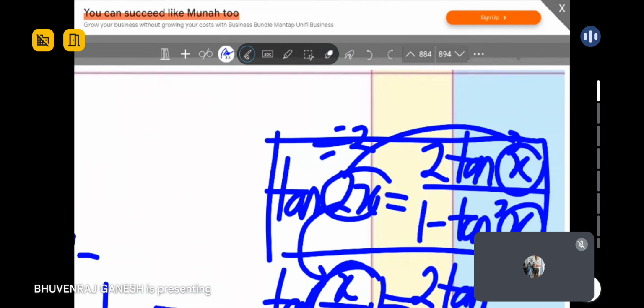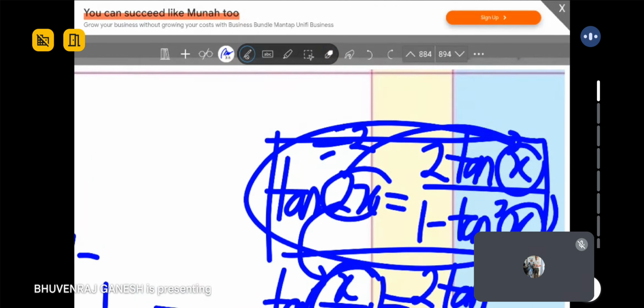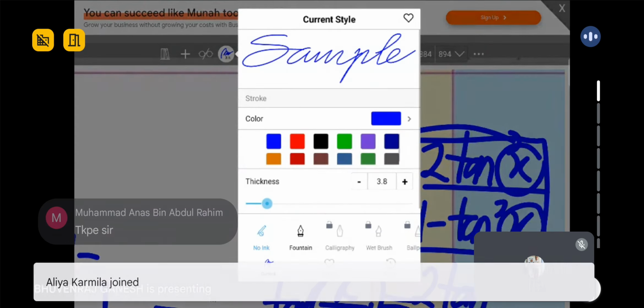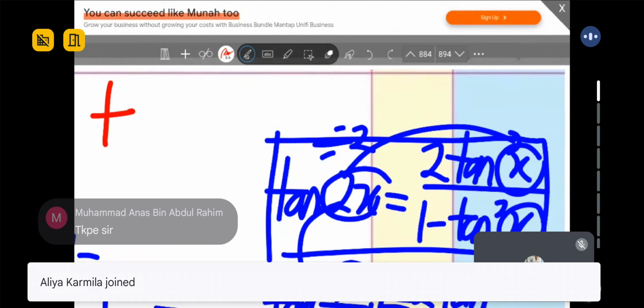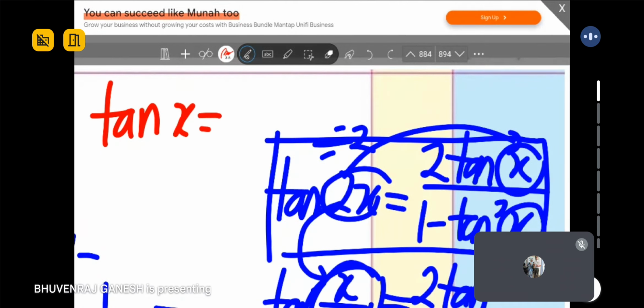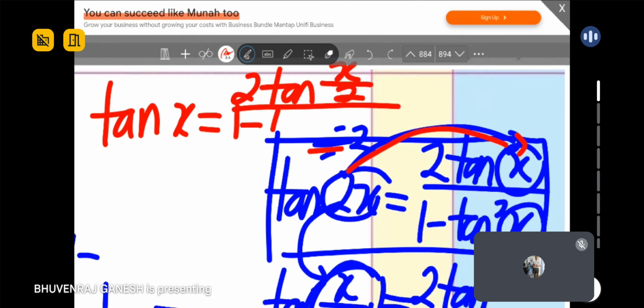Okay, so you have this formula, right guys? Just now I showed you all. I showed this one. So guys, may I know tangent x is equal to what? Tangent x will be equal to 2 tangent. Okay, look at the pattern, guys. 2x becomes x. So x will get what, guys? x over 2. Okay, because you divide by 2. So you get x over 2 divided by 1 minus tangent square x over 2.